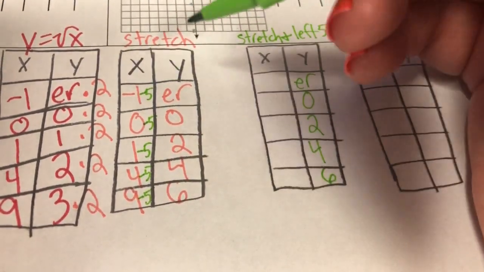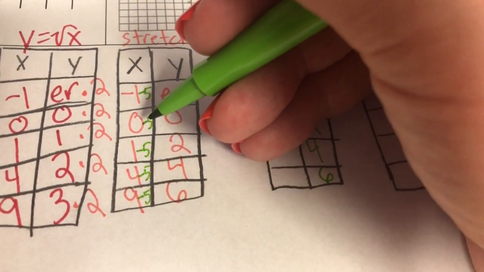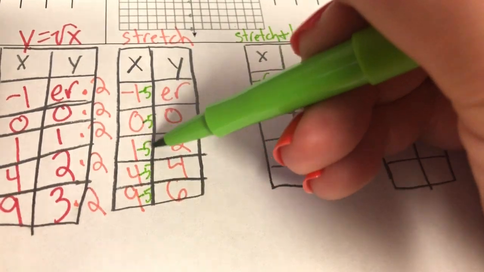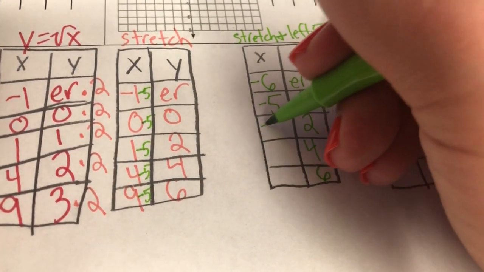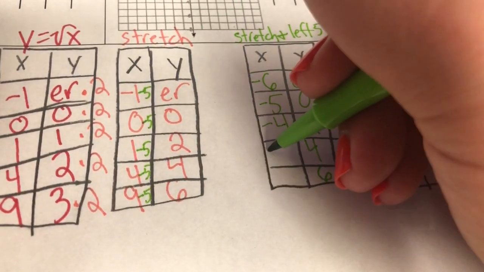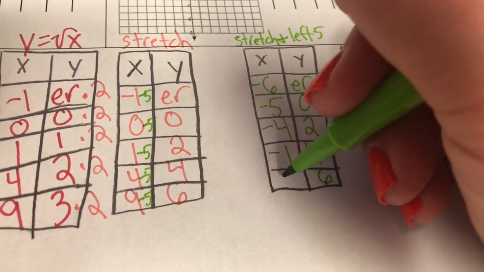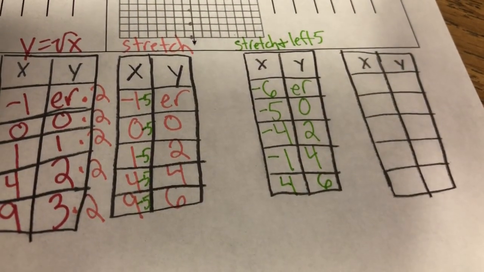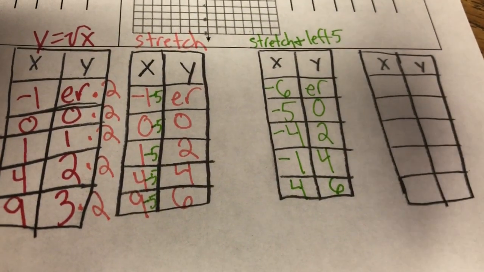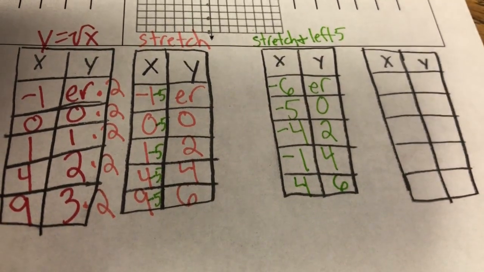So we have -1, subtract 5, which gives us -6. 0 subtract 5 gives us -5. 1 subtract 5 gives us -4. 4 subtract 5 gives us -1. And 9 subtract 5 gives us +4. So that would be our table if we were stretching and moving left, and that was it from the parent function.